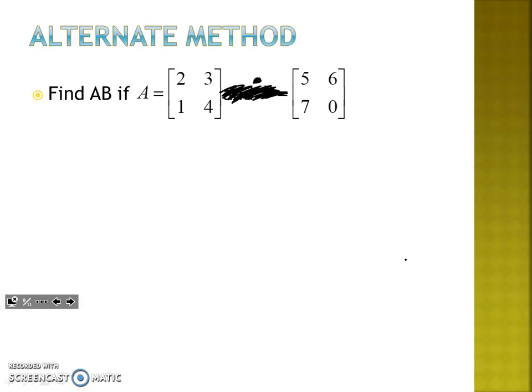But let's just say that we were taking this matrix times this matrix. Can we do it? It's a 2 by 2, and it's being multiplied by a 2 by 2, so of course the middle numbers match, and our product matrix is going to be a 2 by 2. Again, it's important to know what your product matrix is going to be.